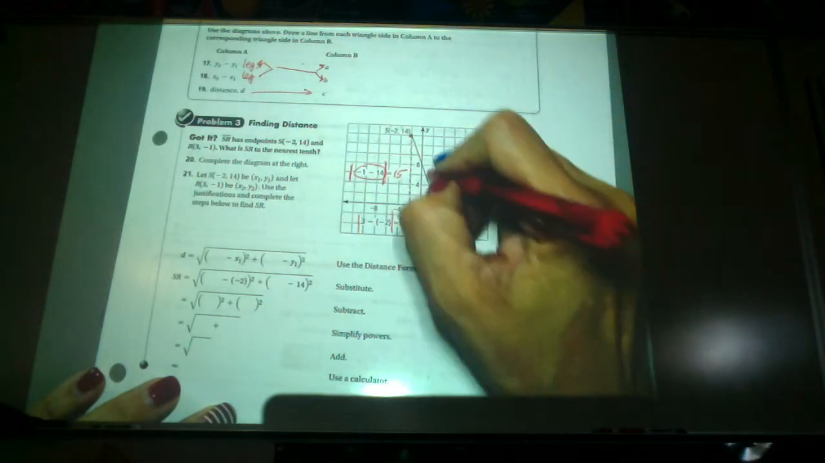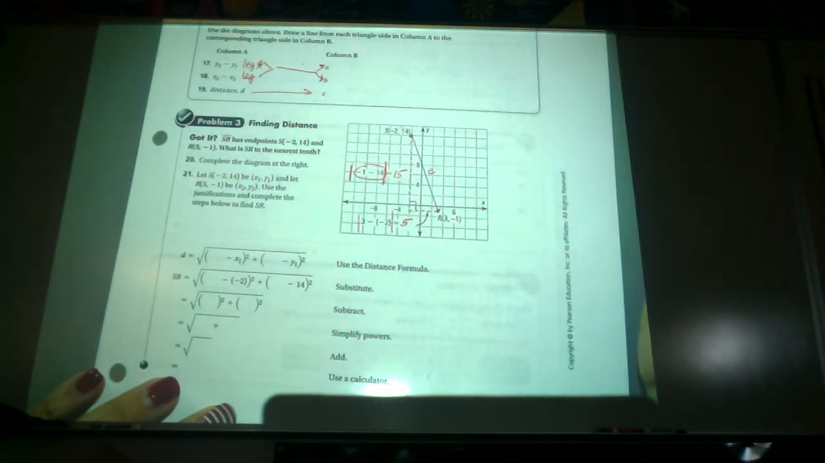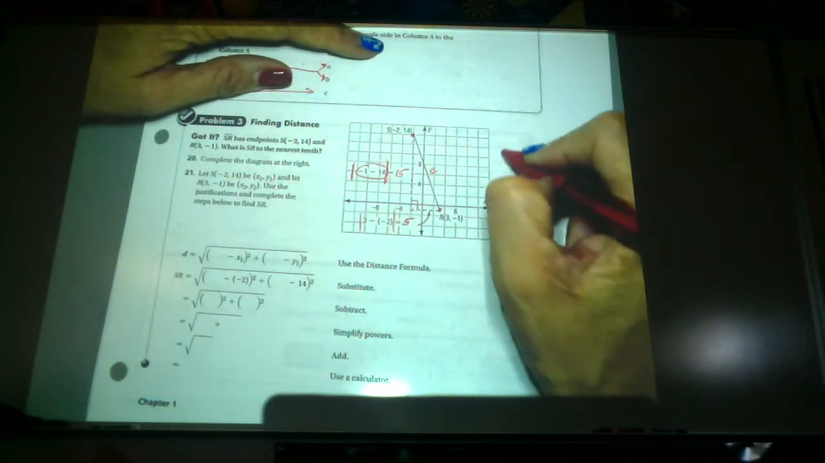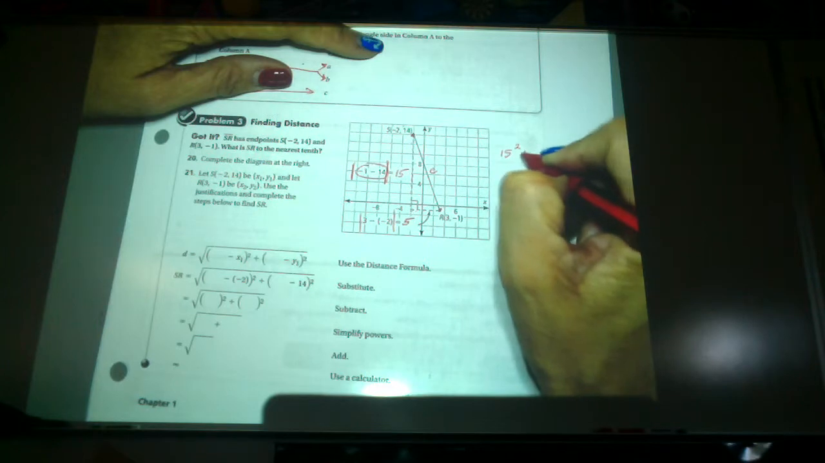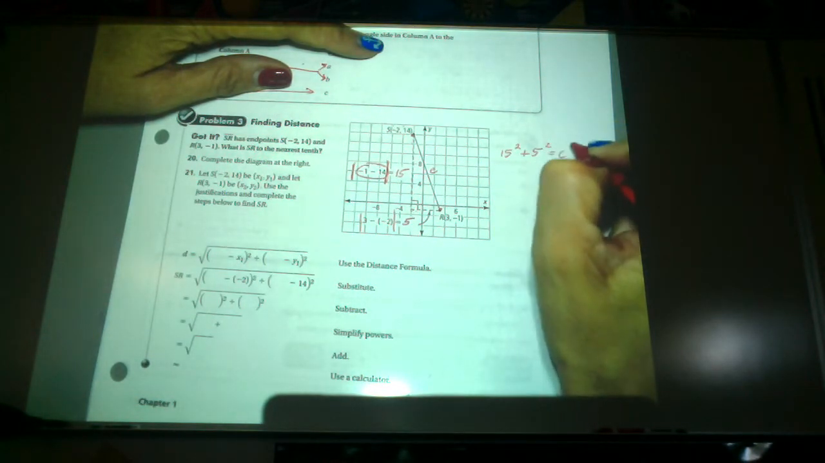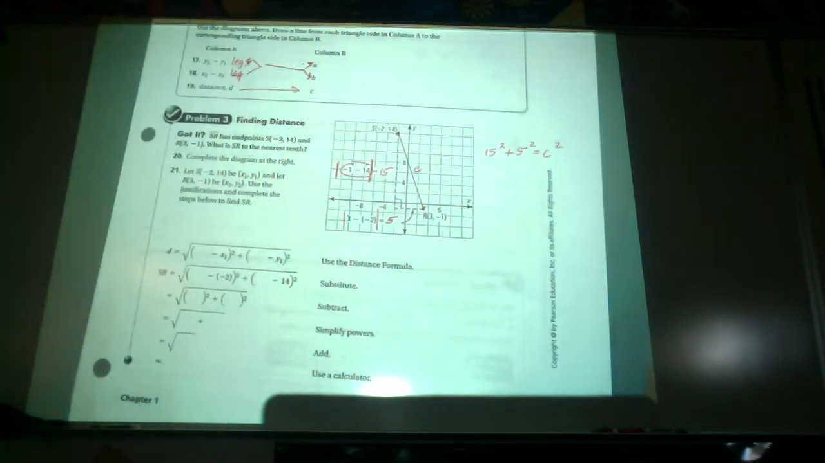And so then this is our C, our hypotenuse. It should always be the longest side of the right triangle. And so we could, over here, take 15 squared and add 5 squared and set that equal to C squared. What's 15 squared? Anybody know?